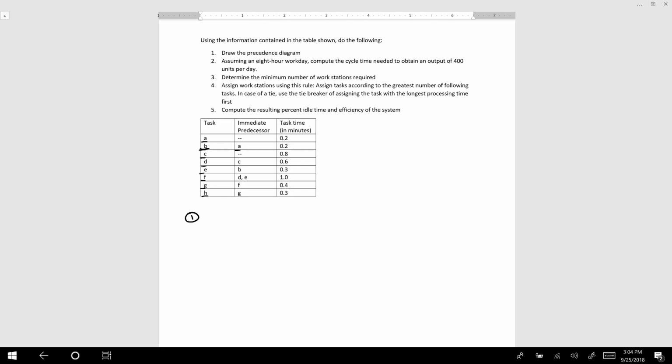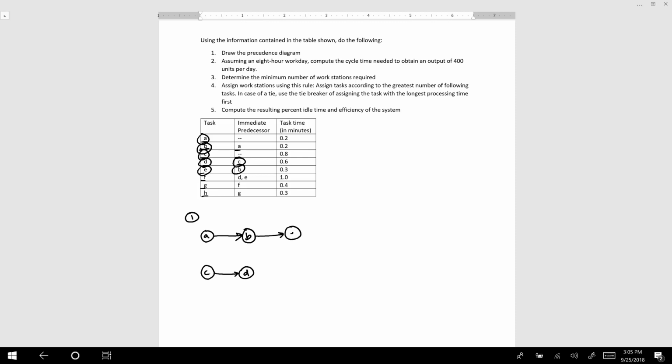So to draw a precedence diagram, if you see the first one, A doesn't have any immediate predecessor, so I will draw A. Now the second one, B has an immediate predecessor of A. So in order for B to start, A should be finished. For C, there is no immediate predecessor. In order for D to start, C should be finished. In order for E to start, B should be finished.